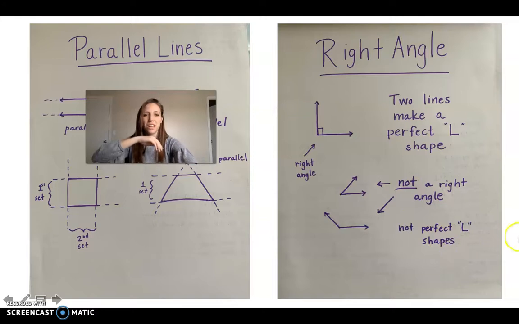This first one right here is kind of like the L fell over a little bit, like he's leaning over. So that one's not a right angle because it's not a perfect L. Same with this one right here. The L kind of stretched out a little too far, so that one's not a perfect right angle either, because it's not that perfect L shape.